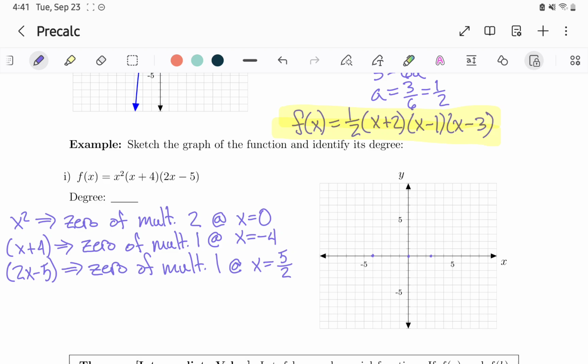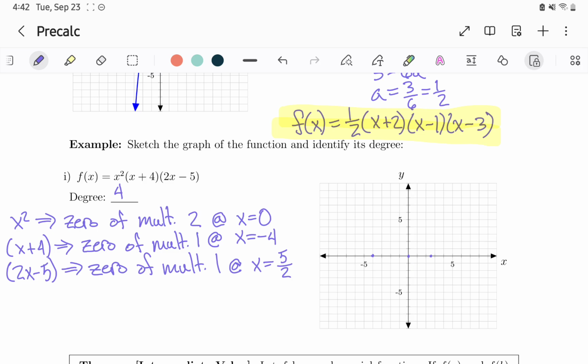All right. And then let's go ahead and figure out the degree. So we can add up the multiplicities. 2 plus 1 plus 1 is 4, so the degree is going to be 4. Again, we don't have to worry about multiplying this out, but if we wanted to, we would find that the term of highest degree is going to be 2 times x to the 4.